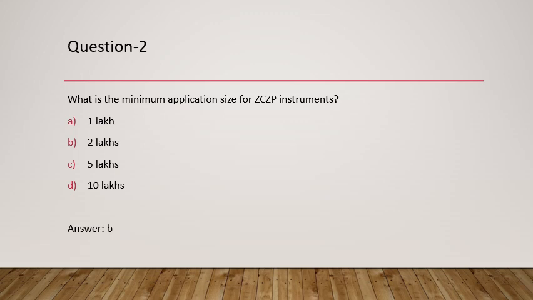That means that if you are an investor, you have to make a minimum application of 2 lakhs, not less than that. So it kind of creates a barrier for who could be the investor, because this money which will be raised through zero coupon zero principal instruments will be used for various social causes or creating social impact.